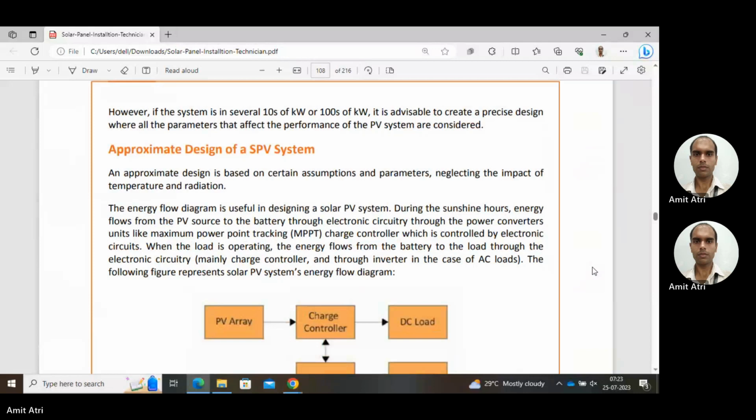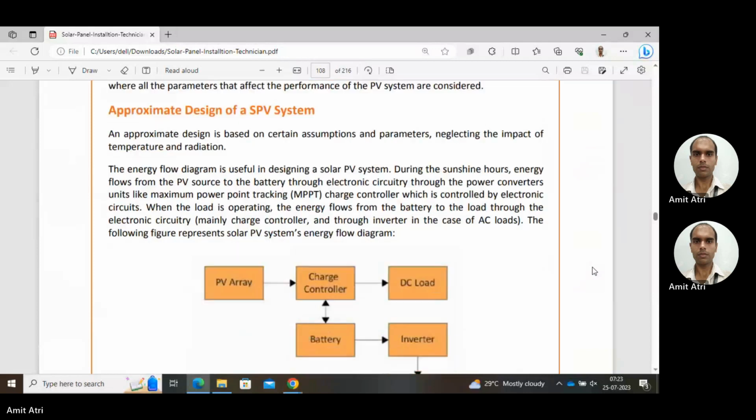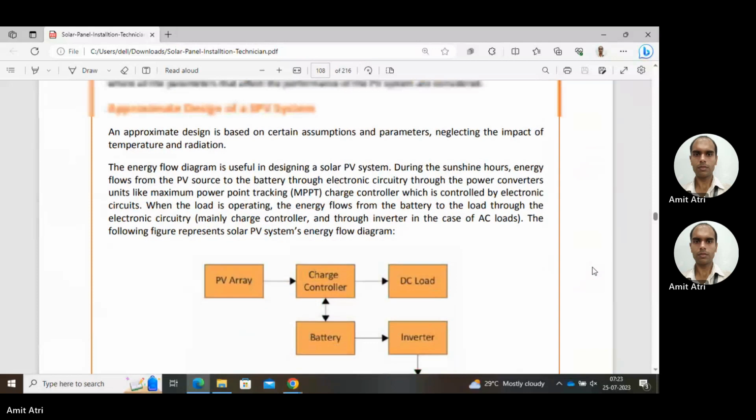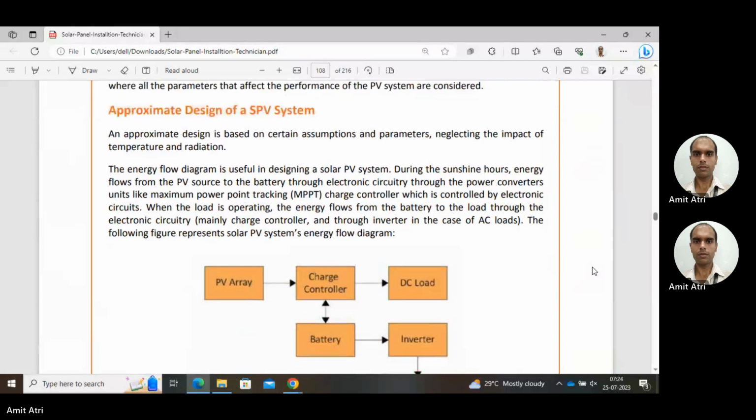Okay, so as per the size of the load, rating of the load, we can opt for the approximate or the precise design. Now, approximate design of a solar photovoltaic system. So some of the temperature parameters we can neglect. Because we studied that when temperature increases, then the electricity production decreases. So this is one parameter affecting the output from the solar PV system.